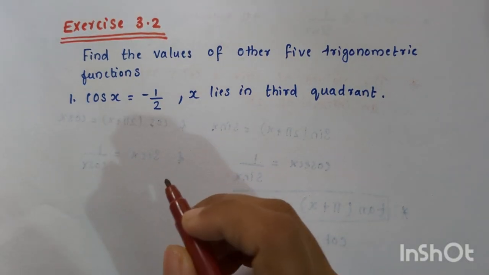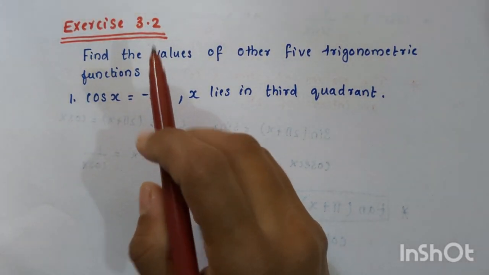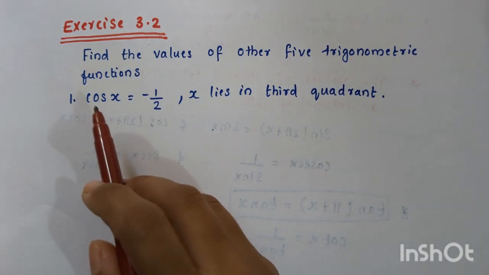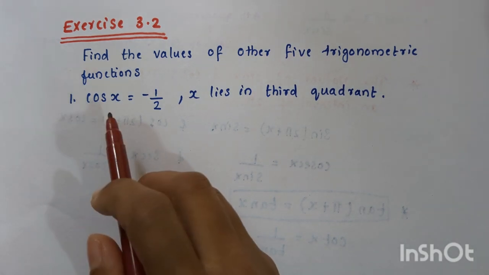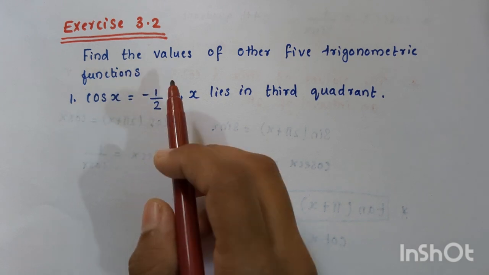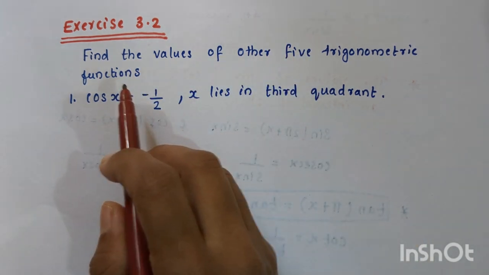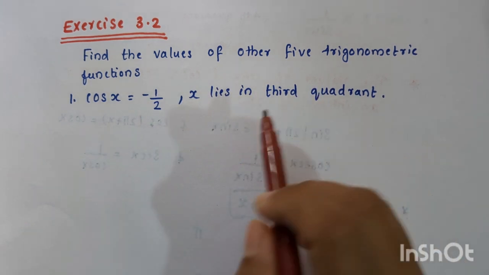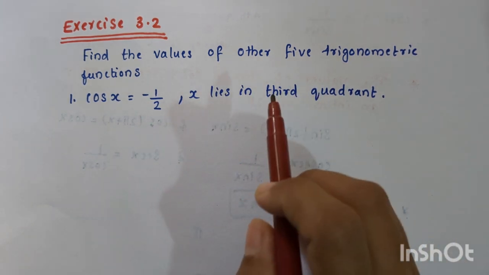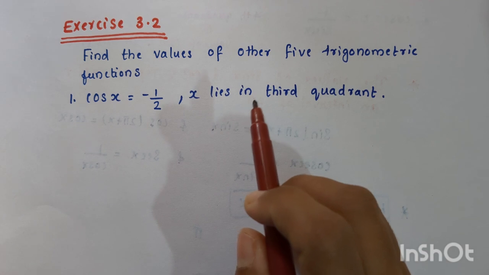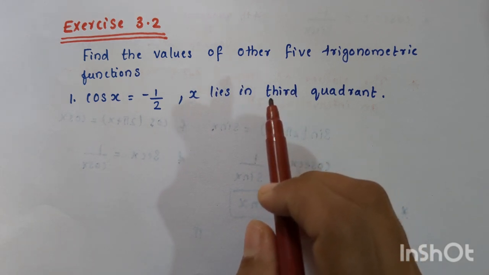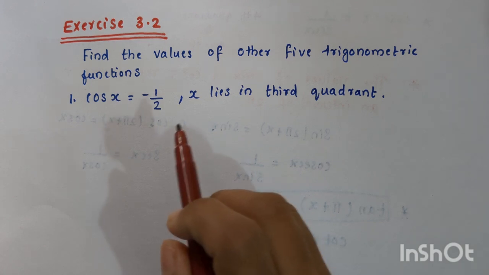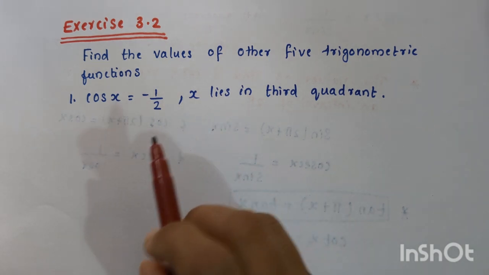Hello everyone, in this video we are going to discuss exercise 3.2 question number 1 from chapter 3, trigonometric functions, class 11 maths. The question is: find the values of the other 5 trigonometric functions for cos x = -1/2, where x lies in the third quadrant. There are a total of 5 questions in this exercise. We will be discussing question number 1 in this video. The other questions would be discussed in the next videos, which will be available in the playlist.